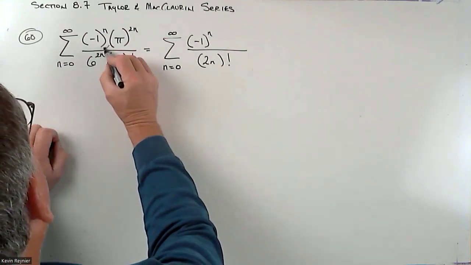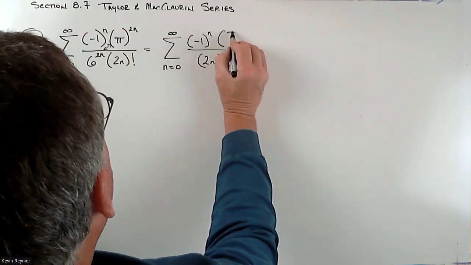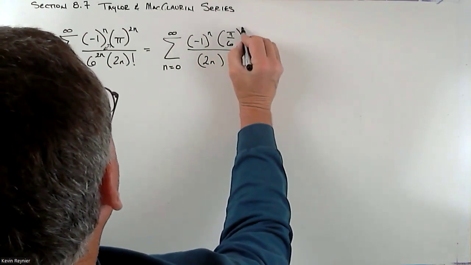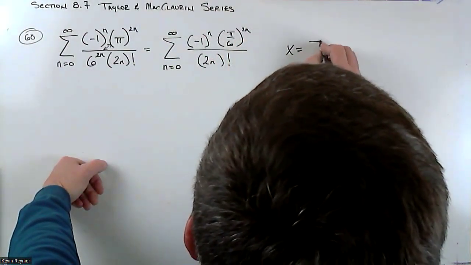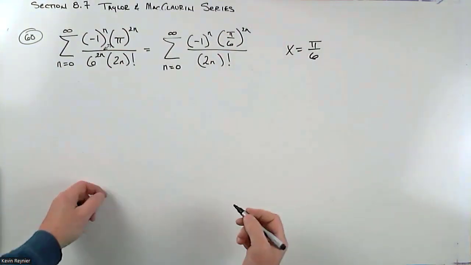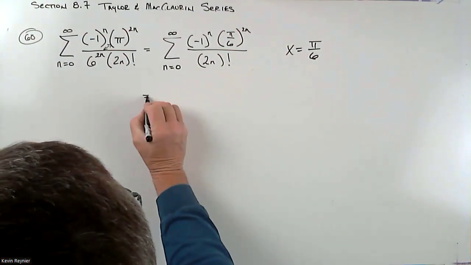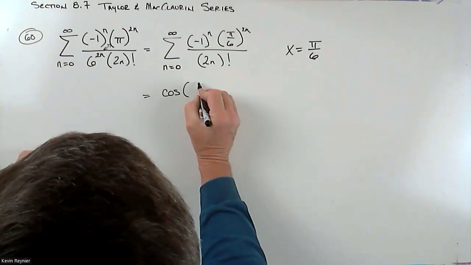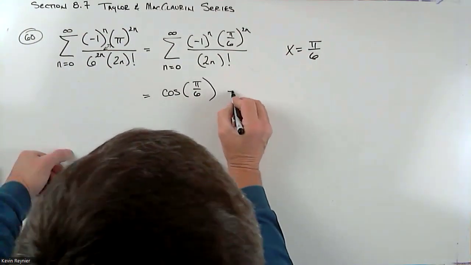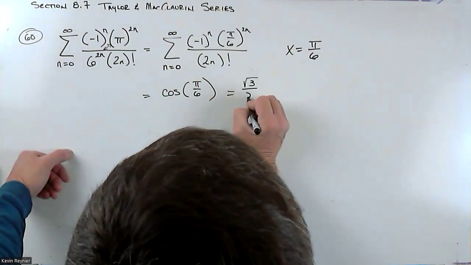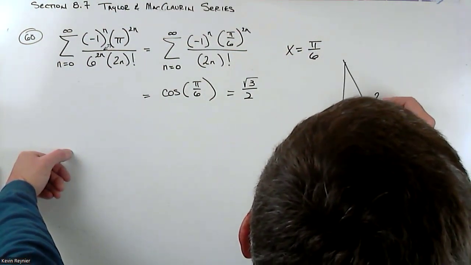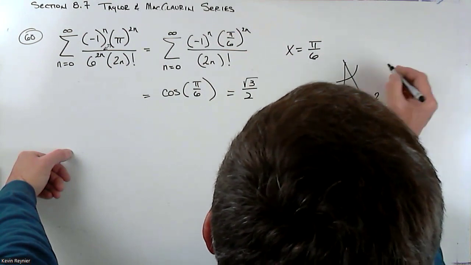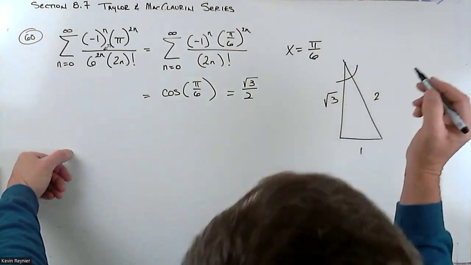These have the same power. That's pi/6 to the 2n. That's x equals pi/6. And this, therefore, is cosine of pi/6. And I'm pretty sure that's √3/2. Now, we all know I'm not really good at this triangle, so I'm going to go 1, 2, square root of 3. This is pi/6. Cosine is √3/2.